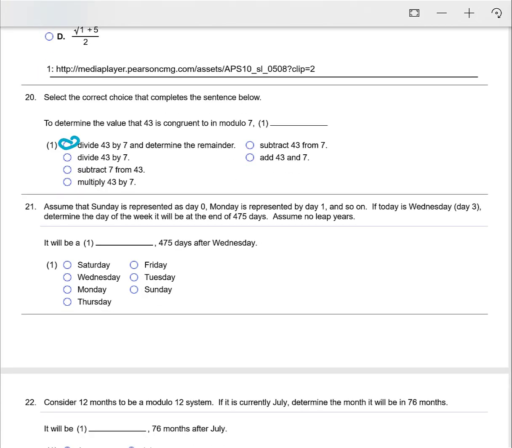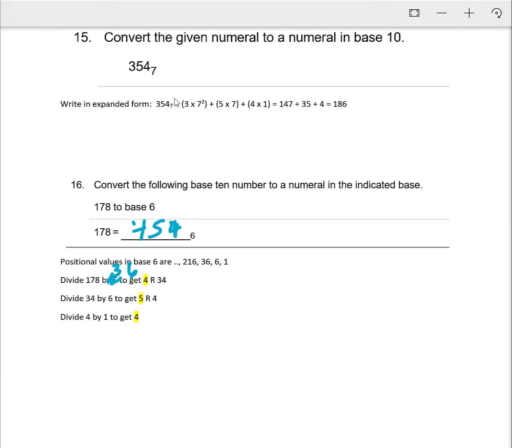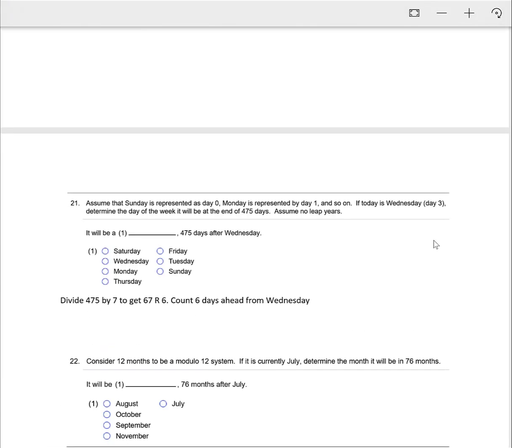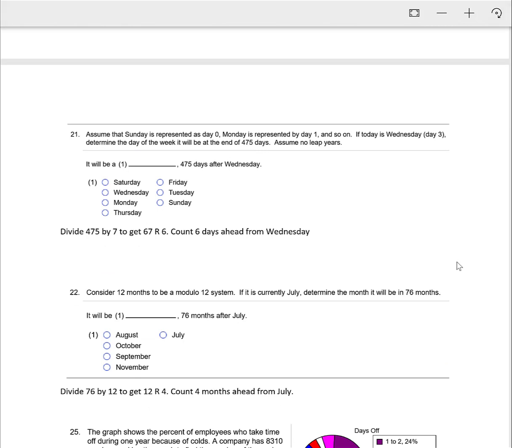Okay, this problem here is in a modular system, so I'm going to go over here, and it says, if today is Wednesday, determine the day of the week it will be at the end of 475 days, no leap years. Okay, so take 475 and divide by 7, and you get 67 remainder 6. And then count 6 days ahead, and that would take you up to a Tuesday.